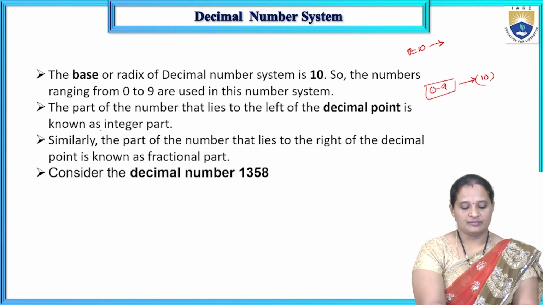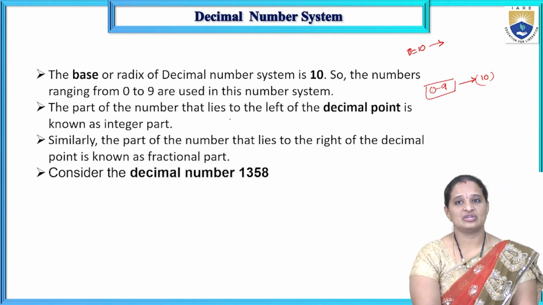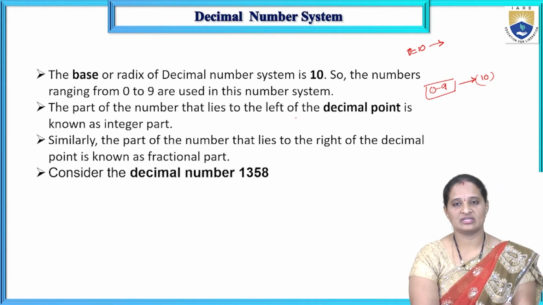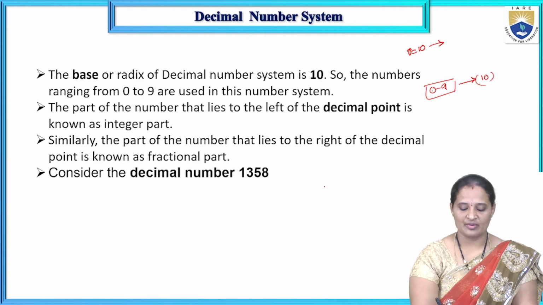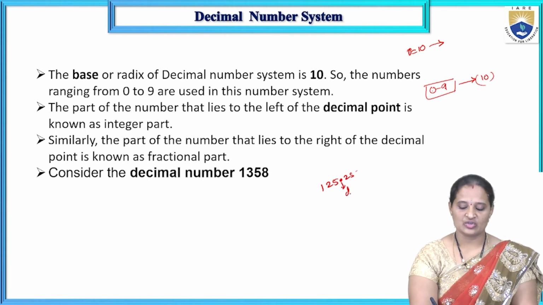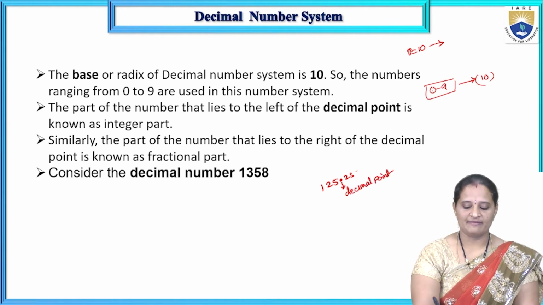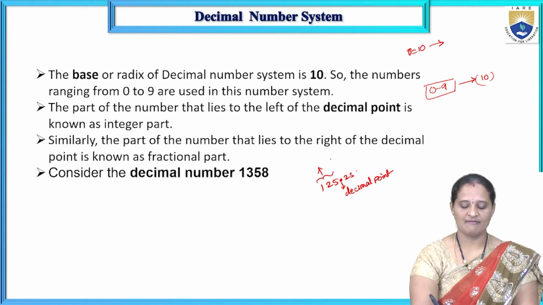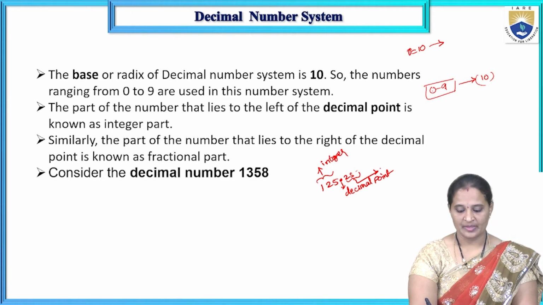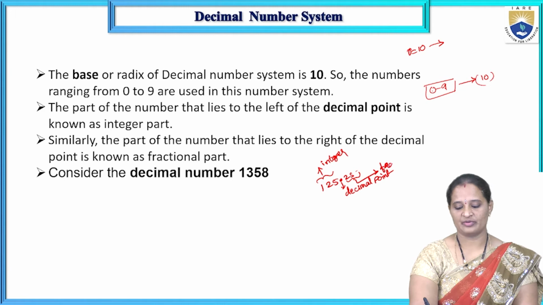Now the part of the number that lies to the left of the decimal point is known as the integer part. As you all know, a decimal number can be represented like 123.25. We have a point here as it is a decimal number system, and we always call this point the decimal point. Whatever number we have on the left side is the integer part, whereas the digits lying on the right side of the decimal point represent the fractional part.